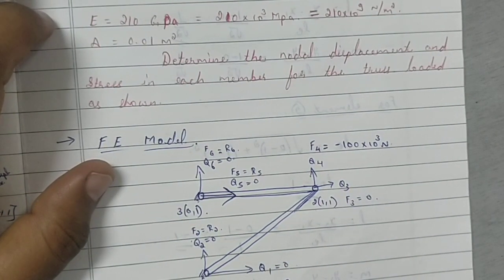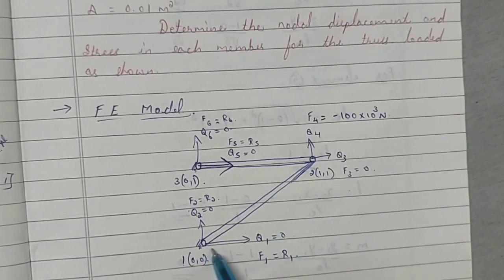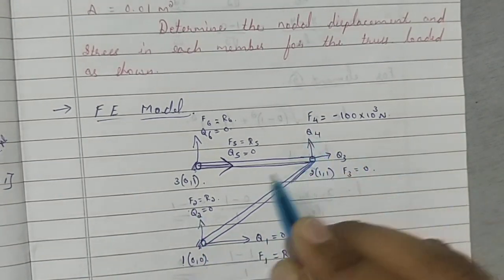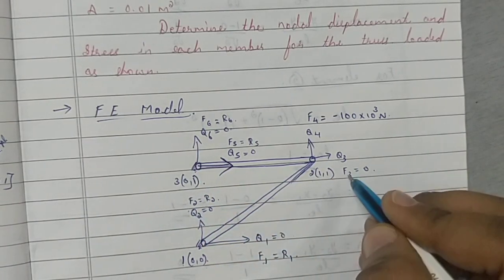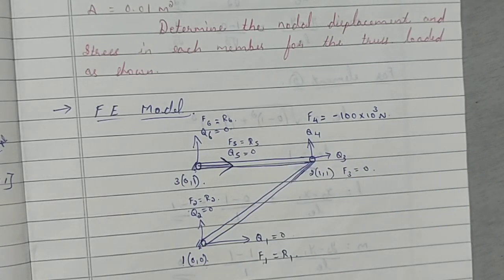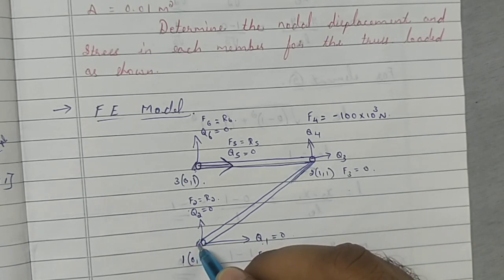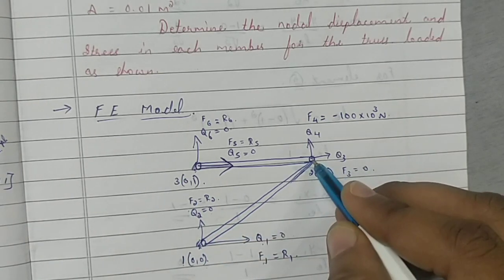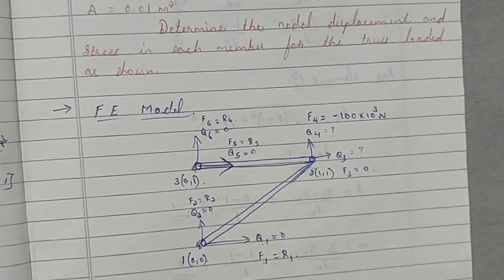So forces and the displacement at each node. In the bars we had only displacement in one direction, whereas here we have displacement in two directions. So Q1, Q2, Q3, Q4, Q5, Q6. Similarly, forces F1, F2, F3, F4, F5 and F6. So write the displacements. This node is fixed, so Q1 will be 0. Since it is fixed, Q2 will also be 0. This is not fixed, so we have to find out Q3, we have to find out Q4. This is fixed, so Q5 and Q6 will be 0.